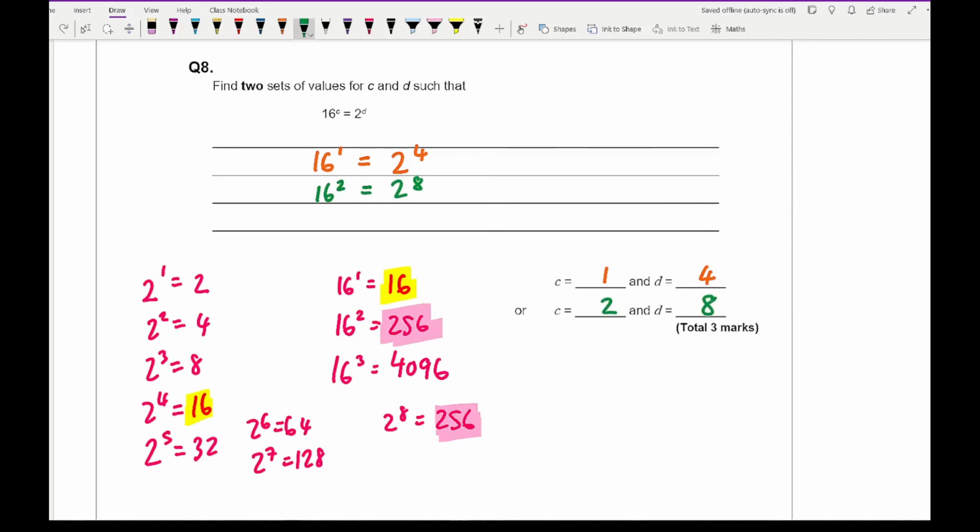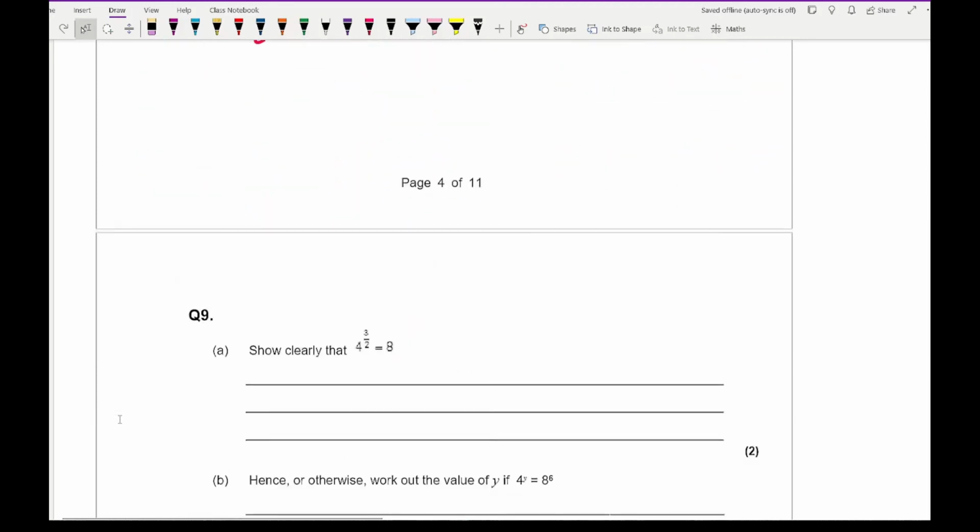Now there are other combinations you could have. I could have C and D both equaling 0. So 16 to the power of 0 is 1, 2 to the power of 0 is 1, and that would balance. You can also go into, let's say, fractions as well, but out of all the common answers, I would go for one of those two of those three possible answers.